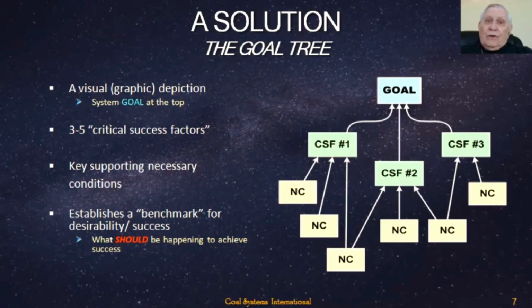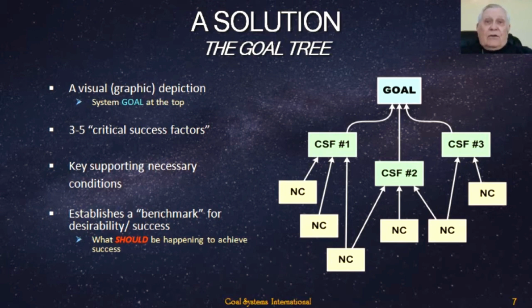A goal tree is a straightforward way of depicting the goal, critical success factors, and necessary conditions of any organizational system. Any system at all, for that matter. It's a visual image that starts with the system's goal at the top. Immediately below that are 3 to 5 critical success factors, and below those lie the key necessary conditions supporting the achievement of those critical success factors.